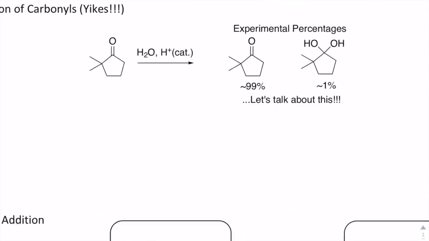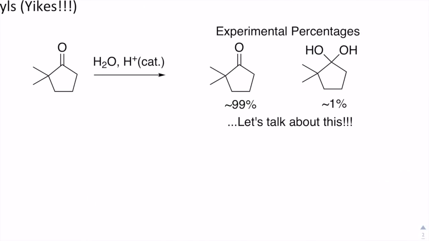So let's just kind of look at our experimental percentages over here. So if I were to add in water under the catalytic conditions of acid, we see that we form pretty much almost 100% of the original starting material and about 1% of the hydrated version of this molecule. So why is that? Well, I can just look at this molecule and rationalize that we have two very bulky hydroxyl groups in a ring next to each other, so that's a significant strain. So I can say strain or sterics over here.